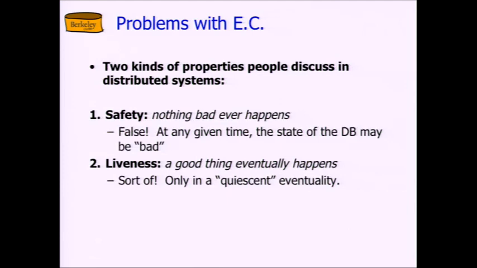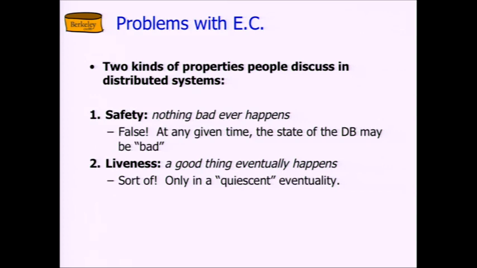So here's the kinds of problems you can have. There's two things that people like in distributed systems. They're called safety and liveness. Safety is the idea that nothing bad ever happens. So could something bad happen in an eventually consistent system? Sure, you bet. At any given point in time, the system is bad. Right? It's got multiple versions. You don't know if you're reading the latest one. The versions may conflict. Right? Things could be bad at any snapshot in time. So it's definitely not a safety property.